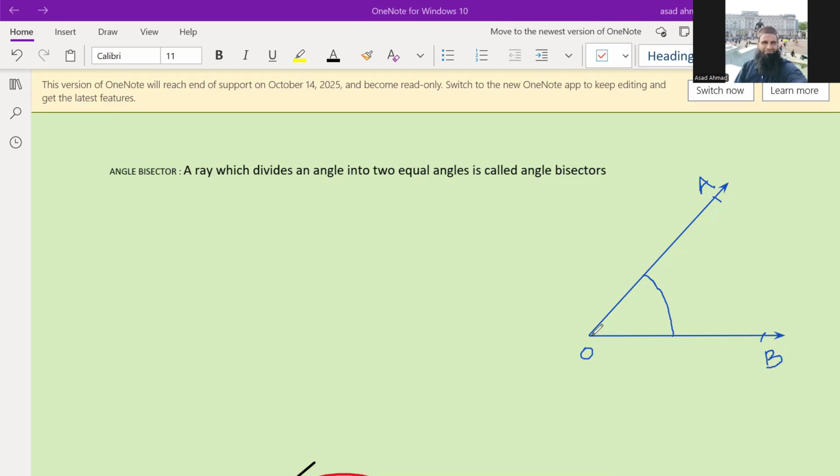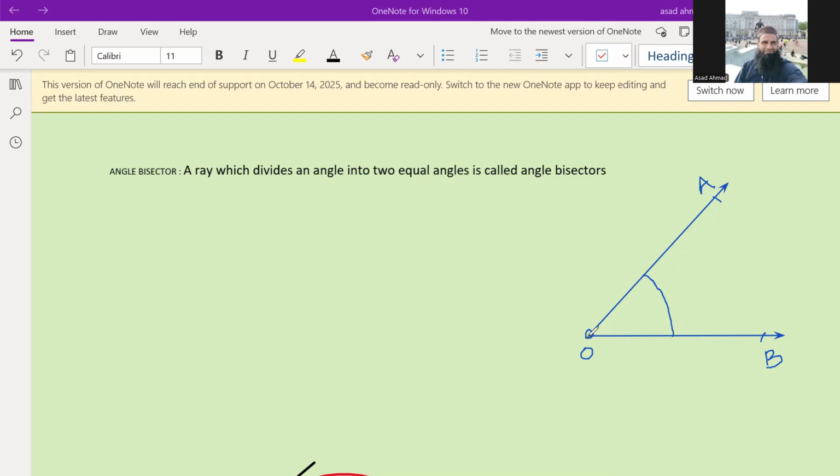Like AOB is an angle, you simply go to point O, and at point O, put the nib of the compass, open the compass and draw an arc like this one. So simply an arc of a suitable radius, not too small, not too big.